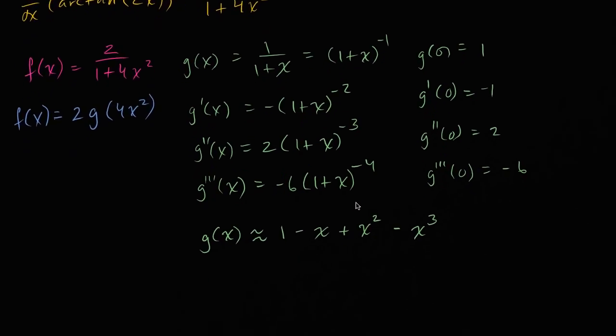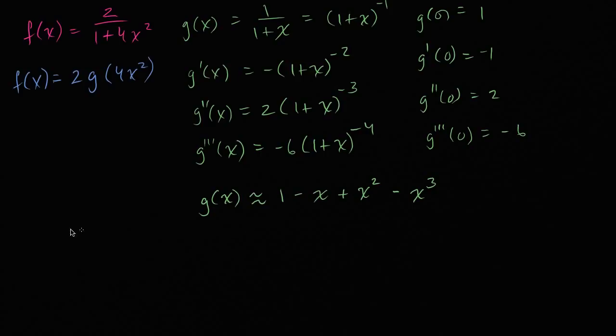So let's do that. We can write that f of x is going to be approximately equal to 2 times this thing evaluated when x is equal to 4x squared. So it is 1 minus, instead of an x, I'm going to write a 4x squared, plus x squared, but instead of an x, I have a 4x squared squared. So this is plus 4x squared squared. Well, that's going to be 16x to the 4th. So let me just write that. That's going to be plus 16x to the 4th. And finally, minus x to the 3rd.